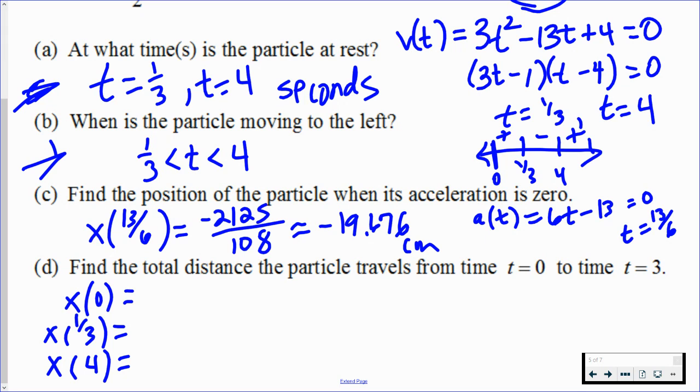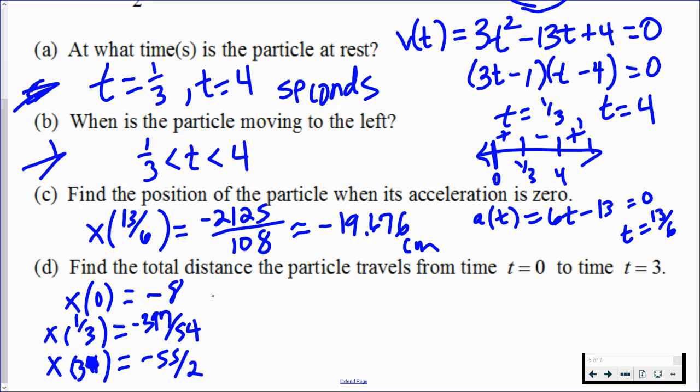Position at 0, that's easy. Plug in 0, we would get -8. Position at 1/3 is negative 397 over 54. Position at 3, or excuse me, why did I say 4 earlier? Okay, let's see what I can do about this. Let's just mark that out. Make this a 3. Goodness. Position at 3 is negative 55 over 2.